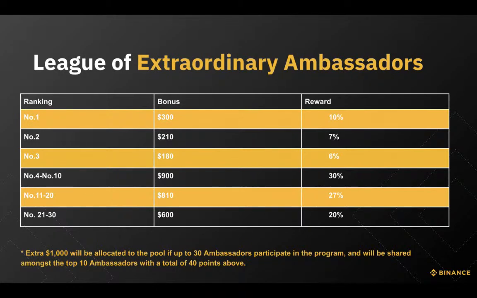In case you fall between users 11 to 20, you'll be sharing $810. That is, 10 people will be sharing $810. That's $81 each. In case you fall between 21 to 30, you'll be sharing $600. Now, the allocated amount here is $2,000. In case you guys do a lot of masterclasses, and we have more than 50 masterclasses, and we evaluate at least 30 to be very good, then we will be doing an extra allocation of $1,000 for at least 30 campus ambassadors to participate. But in the meantime, these are the stats on what will be shared.